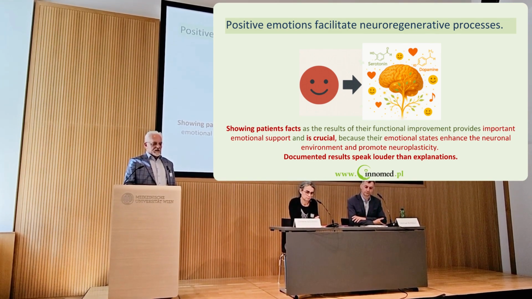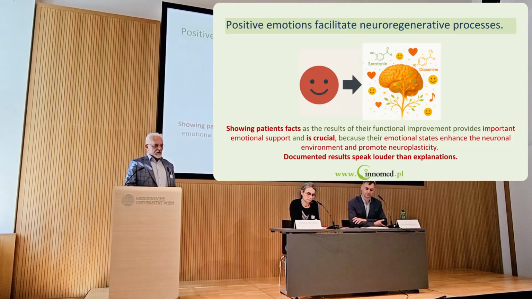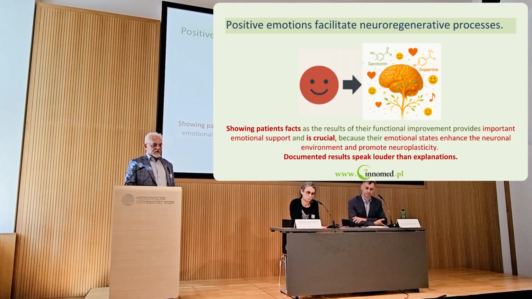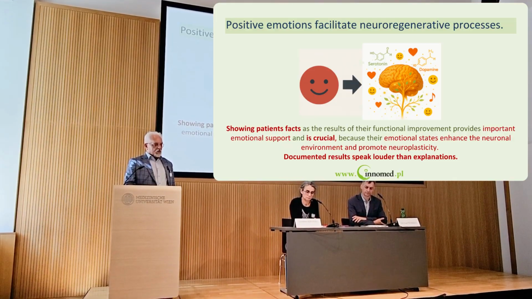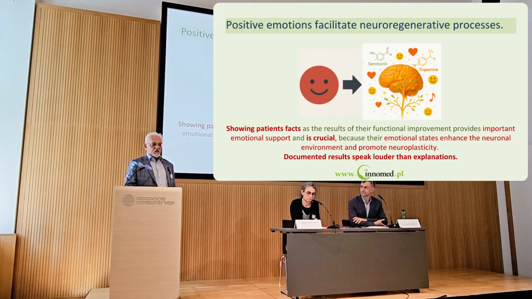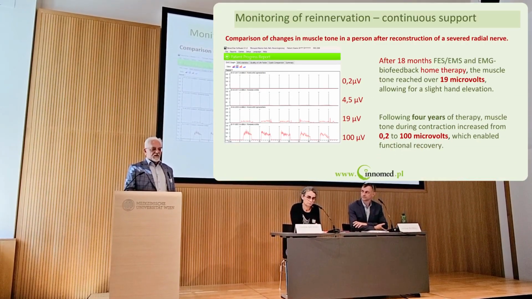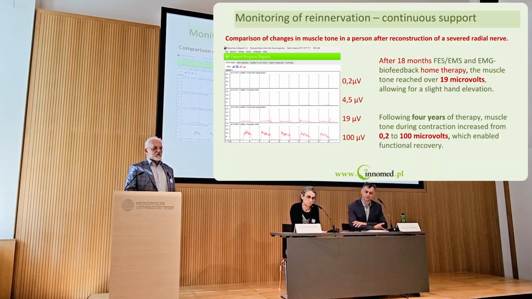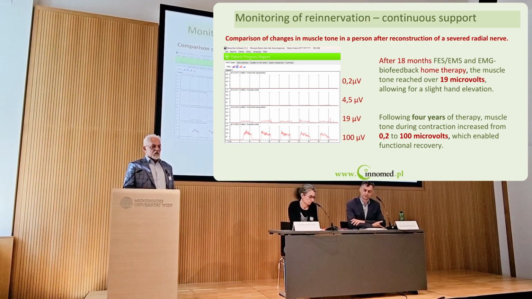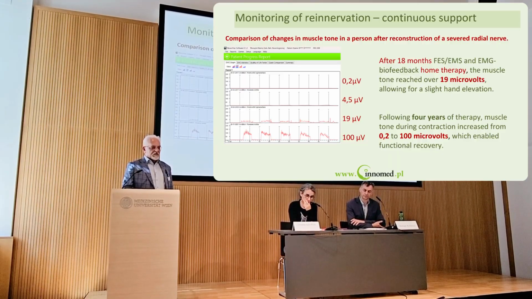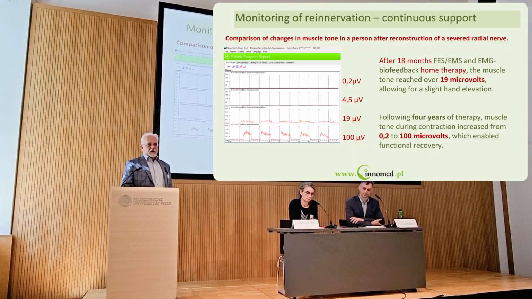Showing patients facts as the results of the functional improvement provides important emotional support and is crucial because their emotional states enhance the neuronal environment and promote neuroplasticity. Documented results speak louder than explanations. After 18 months of FES EMS and EMG biofeedback home therapy, the muscle tone reached over 19 microvolts, allowing for a slight hand elevation. Following 4 years of therapy, muscle tone during contraction increased to 100 microvolts, which enabled functional recovery.